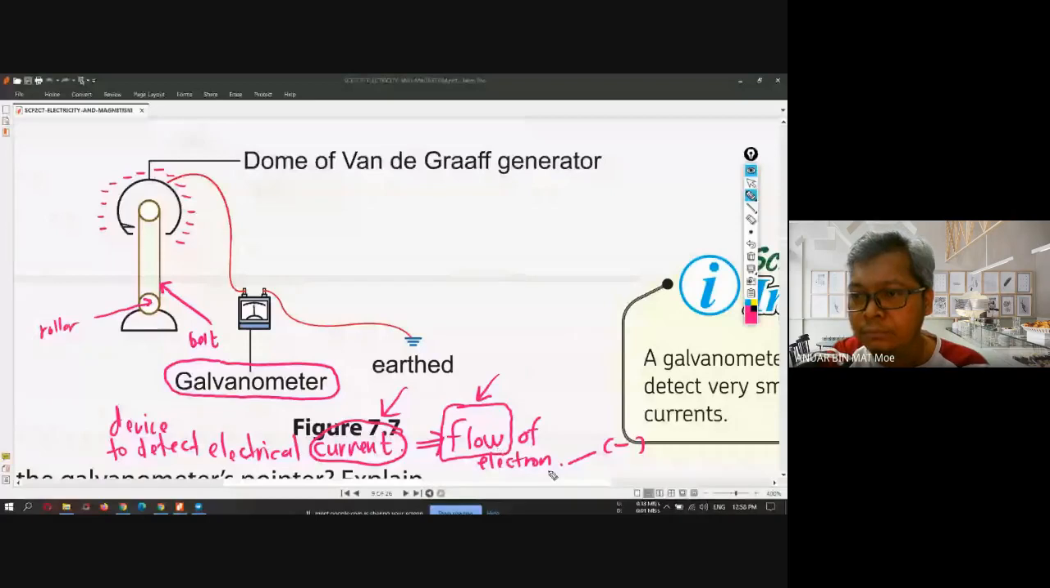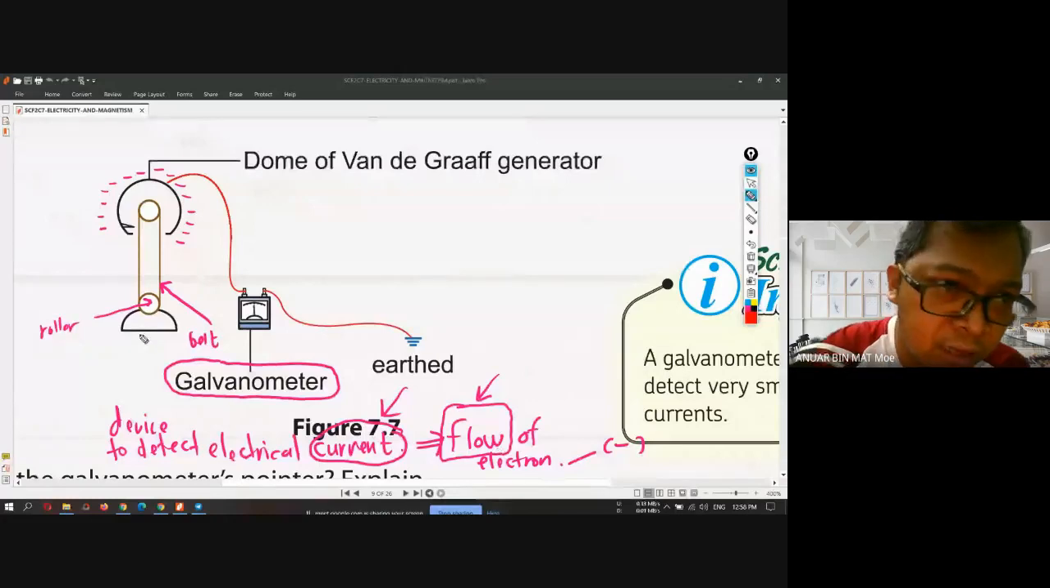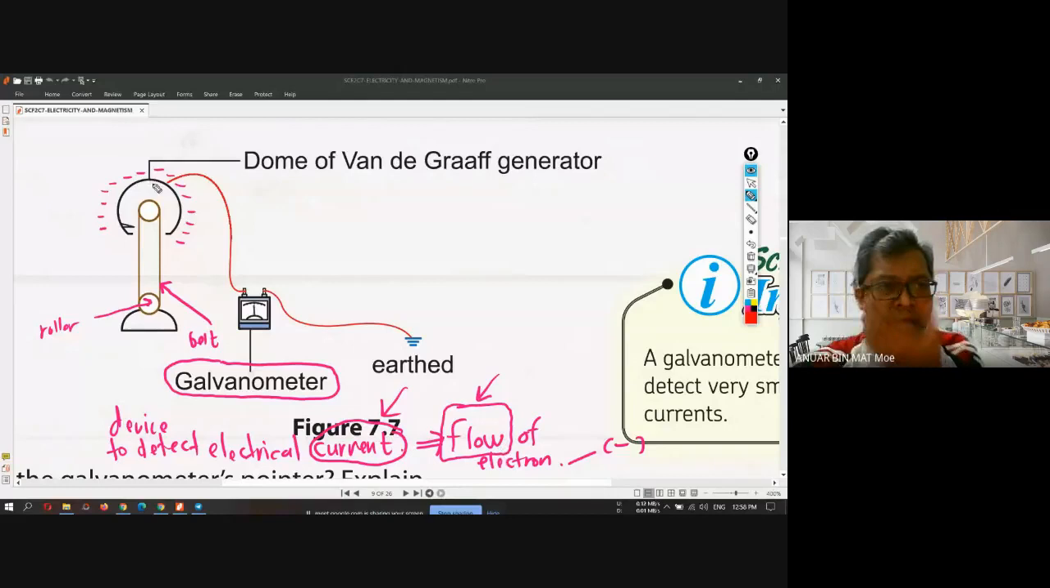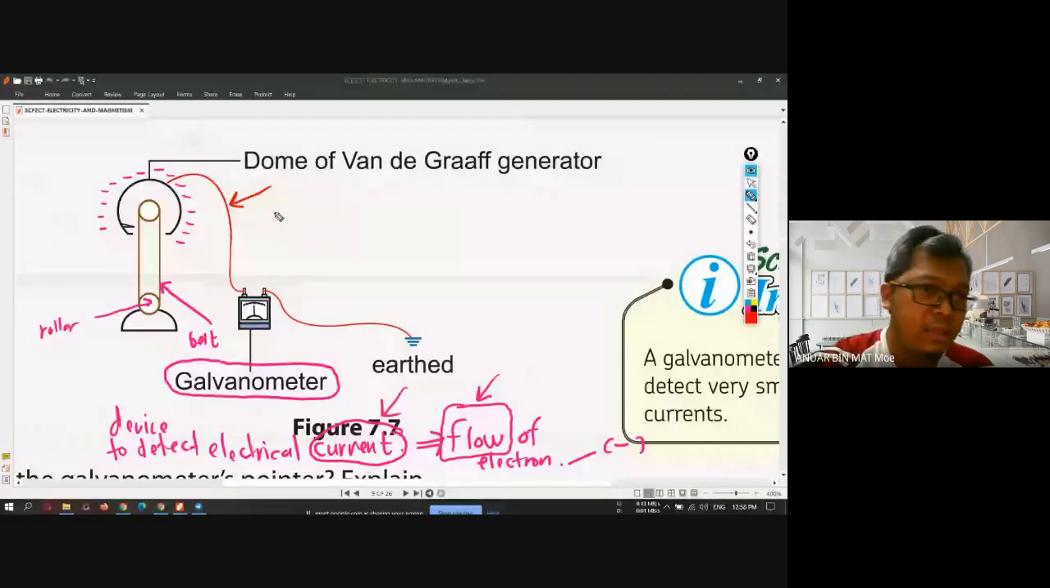Okay, back to the picture over here. So when I turn on the Van de Graaff generator, the dome of the Van de Graaff generator will become negatively charged. It will be full of negative charges. And then I will connect the wire. I will use copper wire or any metal that can conduct electricity. I will connect it to the Van de Graaff generator, and to the first terminal of the galvanometer, and then the second terminal of the galvanometer, I will connect to the earth.